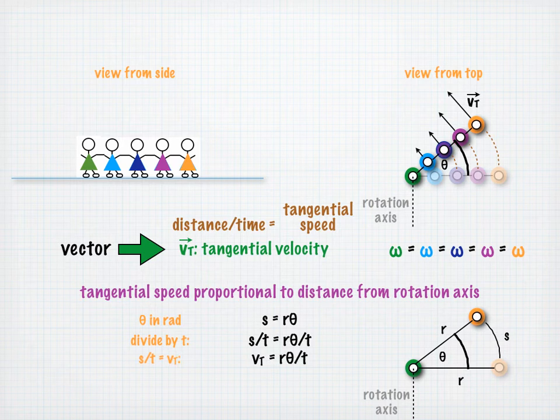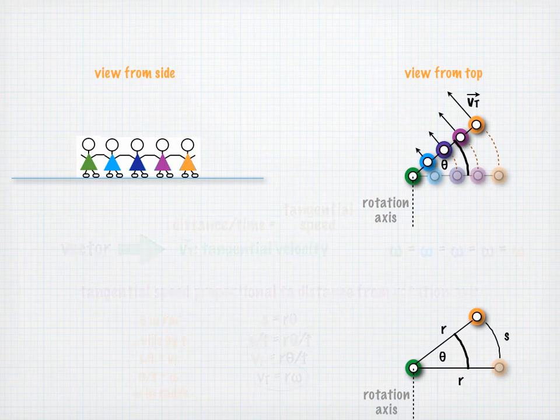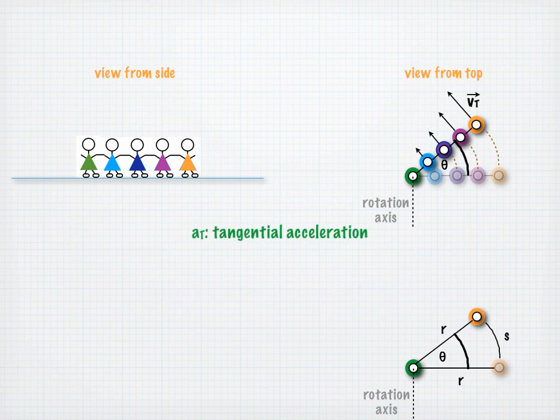Angular displacement theta over time is angular velocity in radians per second, so we can substitute that in. And we've found an expression that shows how tangential speed is proportional to distance from the rotational axis. It also relates tangential speed and angular speed. There's also a tangential acceleration.